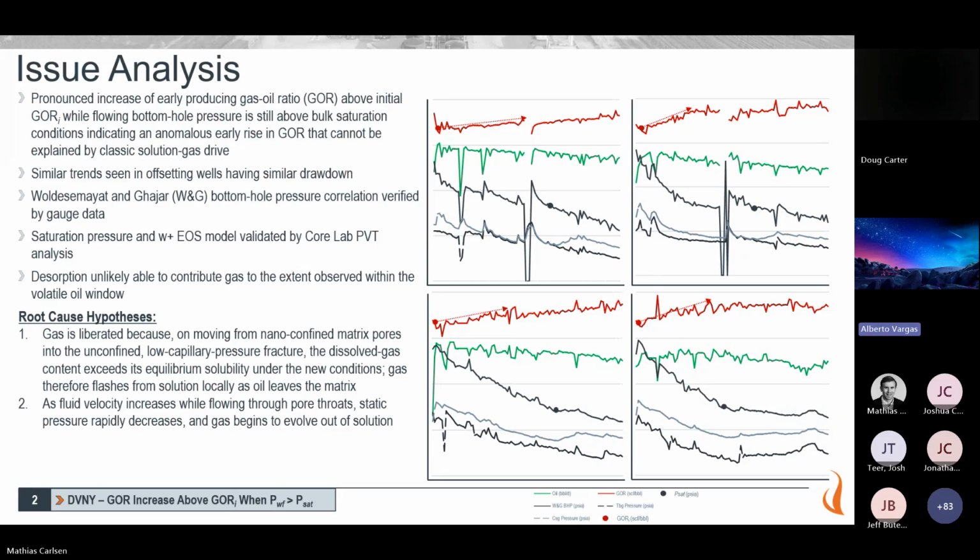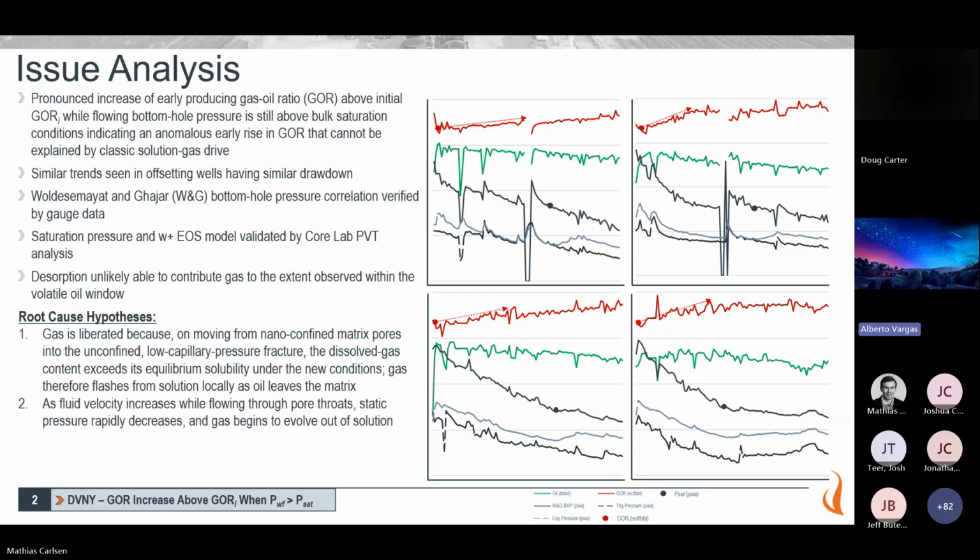And then the black dot is where we go through the bubble point. So you can see early time, before the bubble point, increasing GOR. We see this in a number of our wells. It's not just this group of 4. We see it in offset wells where we have been drawing them down relatively aggressively.